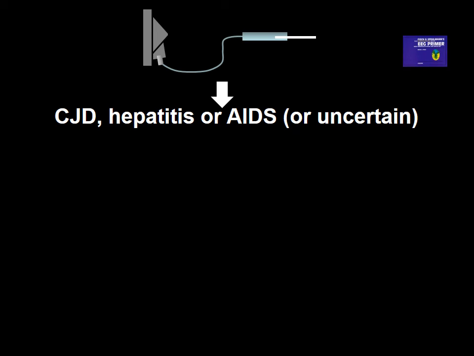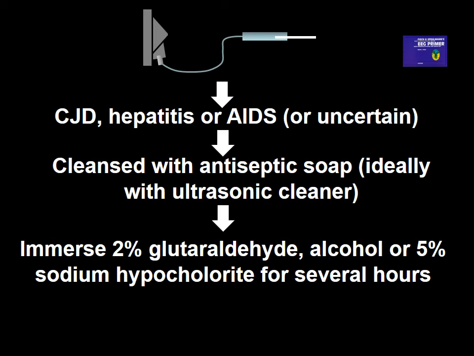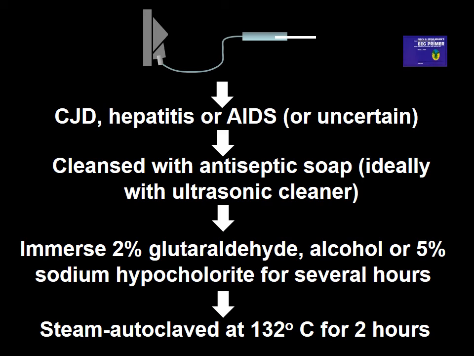The same book recommends that for non-disposable EEG surface electrodes in patients with a history of Creutzfeldt-Jakob disease, hepatitis, or AIDS, or if we are uncertain about the patient having any of these conditions, to cleanse with antiseptic soap, ideally with an ultrasonic cleaner, immerse in 2% glutaraldehyde, alcohol, or 5% sodium hypochlorite for several hours, and then steam autoclave at 132 degrees centigrade for 2 hours.